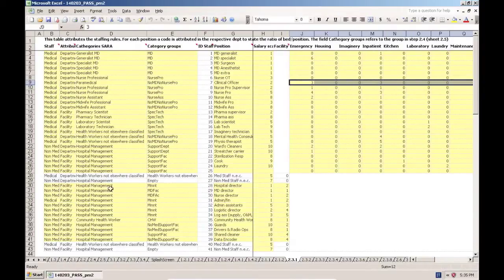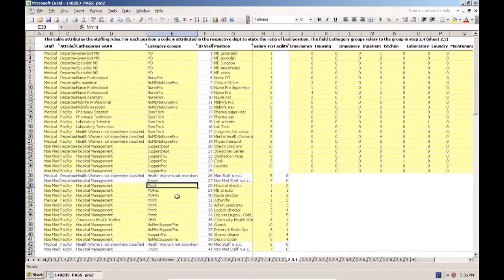For the position associated to the facility, you have only one column here, and it works with the same principle. You will have to refer to other tables in the fourth page of the second part of PASS, where you will find the ratio for this position. Let's say, for example, MD FAC, where FAC stands for facility, and voila, it's this table here.